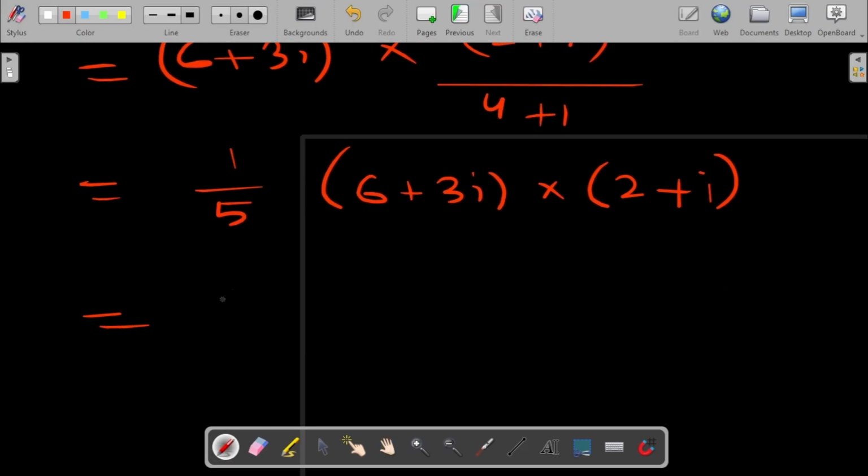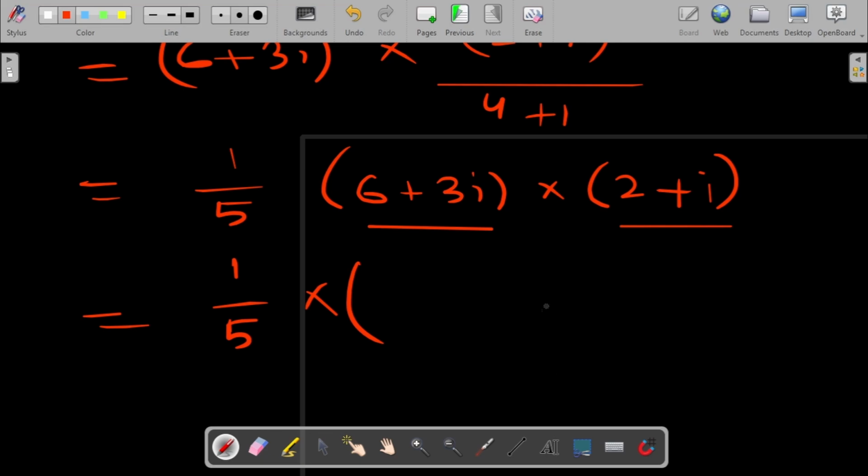And this equals what? This equals 1 by 5. And here we have a plus ib and c plus id, the product of two complex numbers. This equals what? (ac minus bd) plus i(ad plus bc). Here you directly use the formula, or we can use the distributive property also.